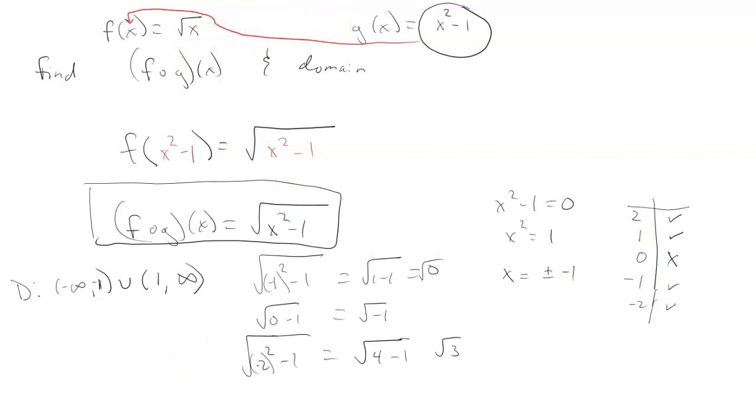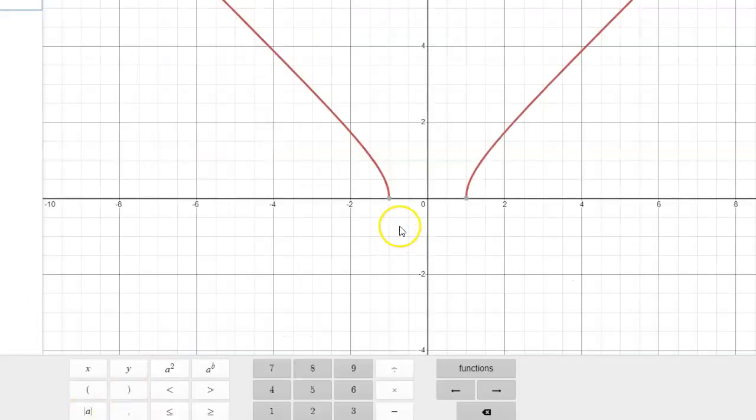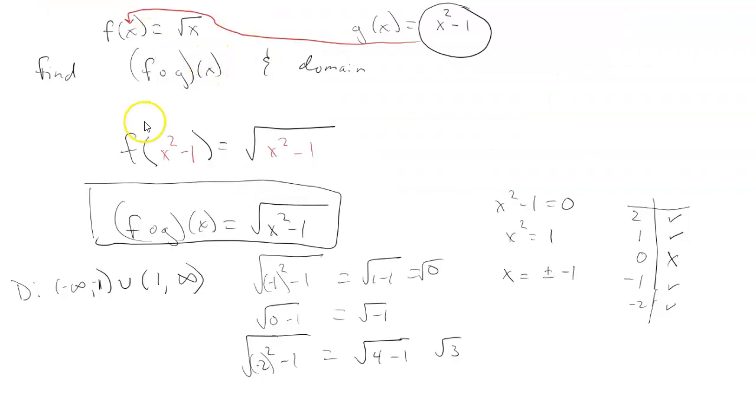So now if we look at our graph, this is what the radical of x squared minus 1 looks like. Notice that there is a gap in between these two numbers. And that's all composite functions are. Again, a function within a function.